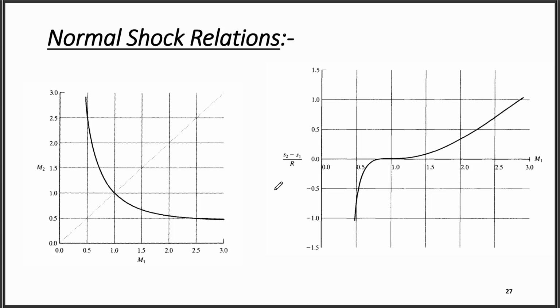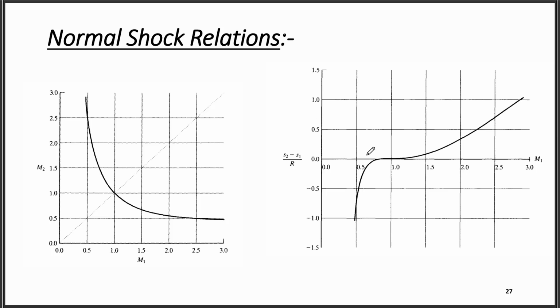Now we'll see some plots. The first one is between the upstream and downstream Mach number. The second one is between entropy and upstream Mach number M1. This formula we got from before, where we derived one formula for entropy. The same formula we are using here.